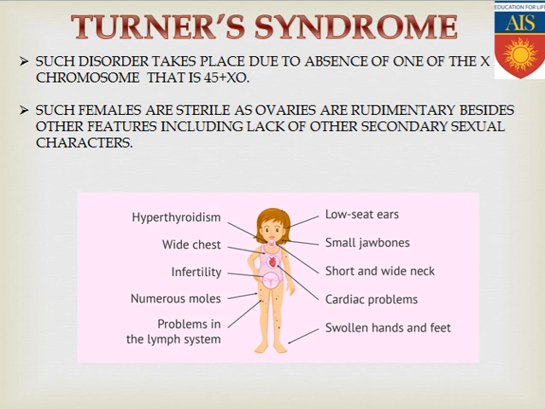And the last syndrome is Turner syndrome. In case of Turner syndrome, keep it in your mind, it is mostly found in females, and due to absence of one X chromosome, their genotype is 44A plus XO. That means a total of 45 chromosomes are present, one X chromosome is absent. So due to the absence of one X chromosome, obviously they are female, but some male features can also be found in these females.